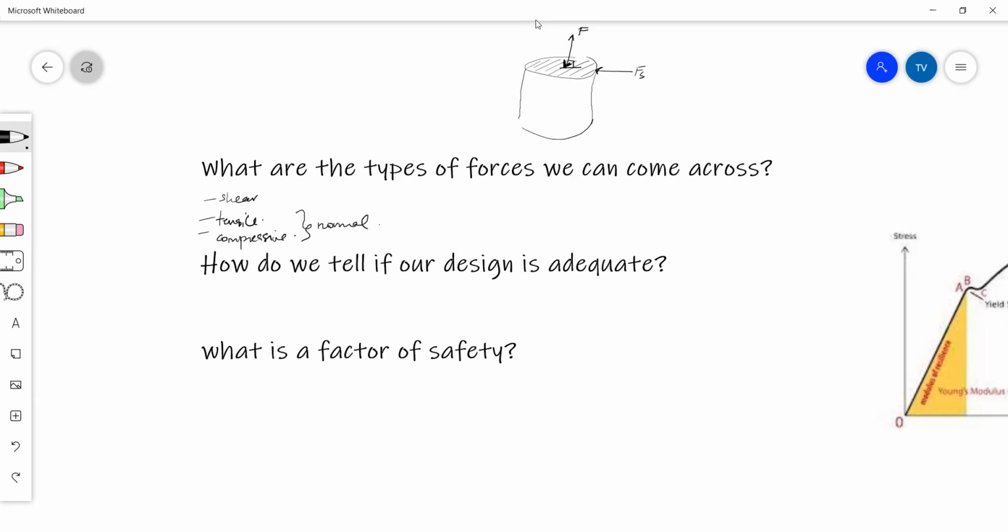Second question. How do we tell if our design is adequate? How do we know that our design is good enough? How do we know that it'll be able to function properly when put in place? How do we know it won't break?